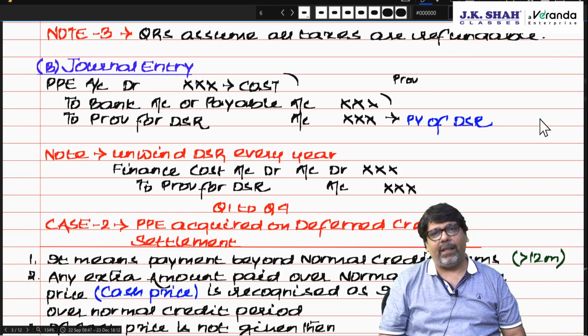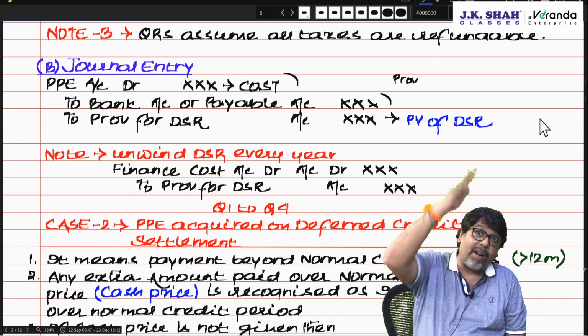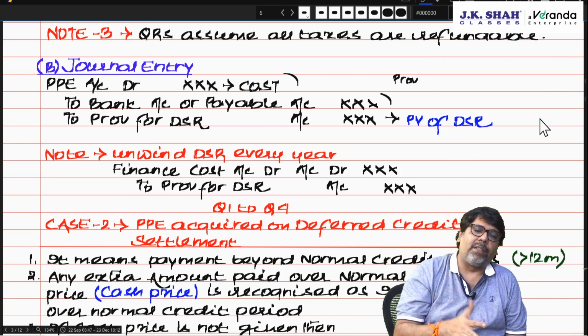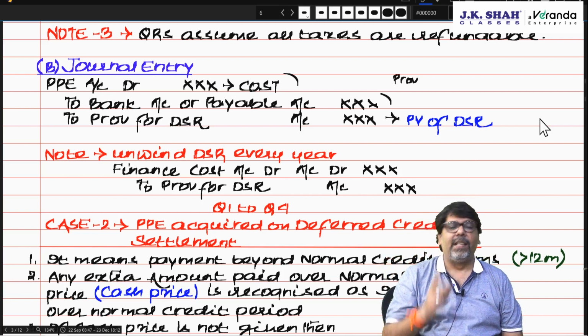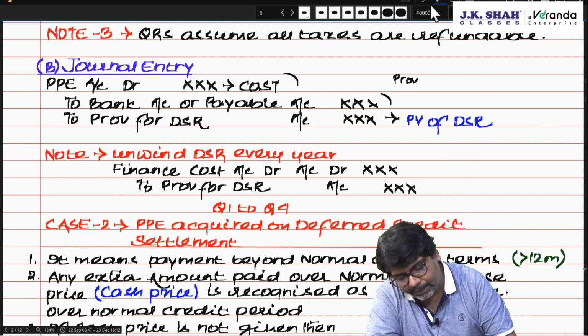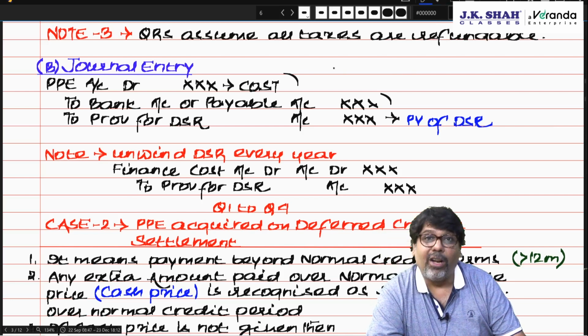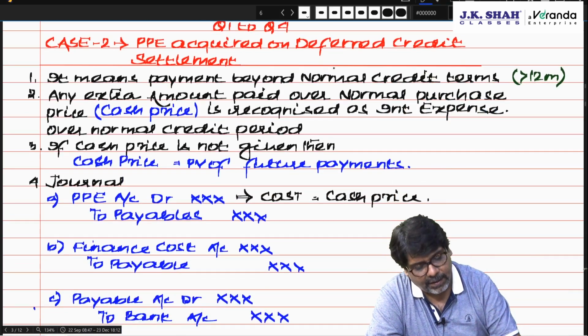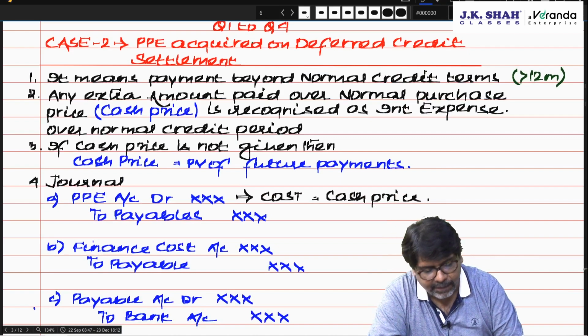Sir, why non-current liability? You are going to incur this cost today or after few years? After few years. So this liability is long-term, short-term, long-term. So where it will appear? Non-current. So non-current liability mein kahan par? Other non-current liabilities or long-term provisions. Long-term provisions. PP acquired on deferred credit.